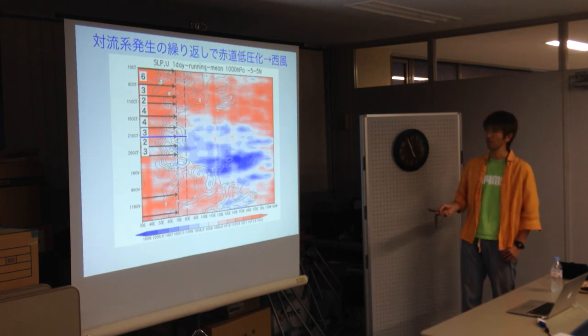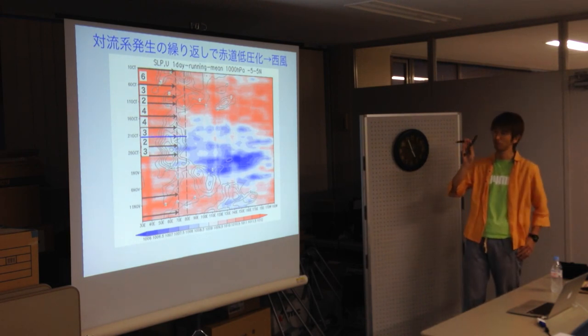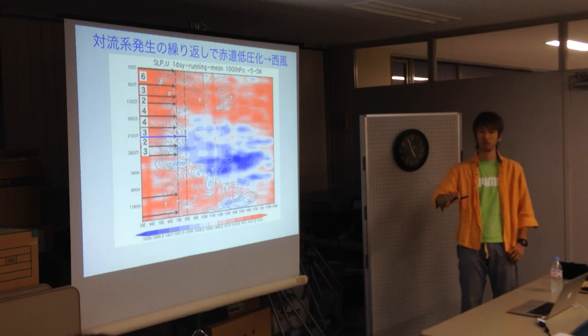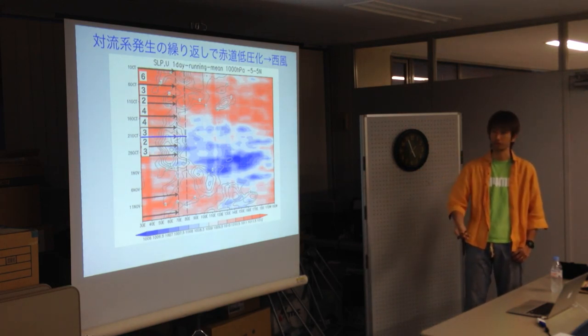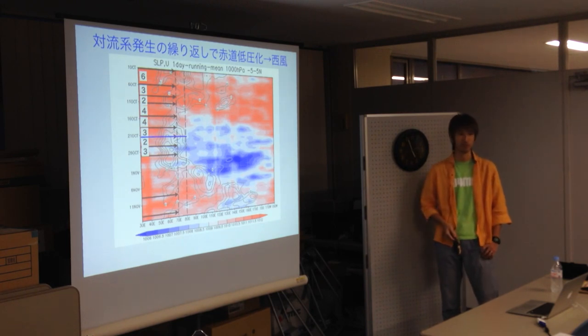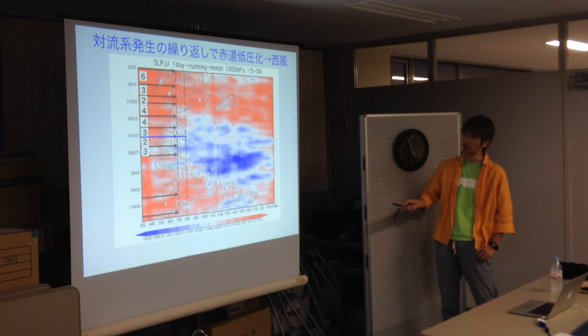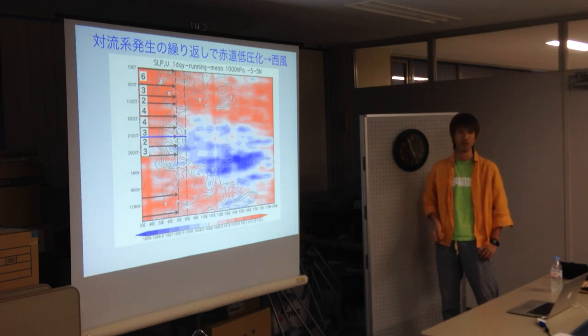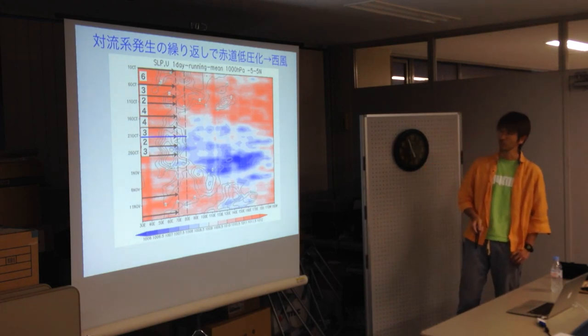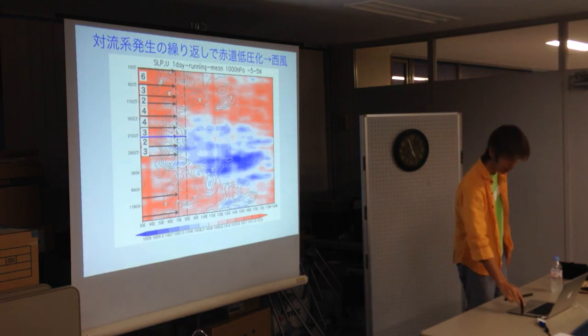After the MJO onset, much stronger convective systems decrease the low pressure over the equator, and it makes a positive feedback and creates a western wind burst due to the pressure gradient force at the end of the low-level pressure. So this is one of the hypotheses.